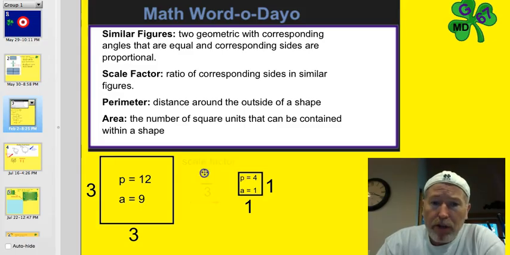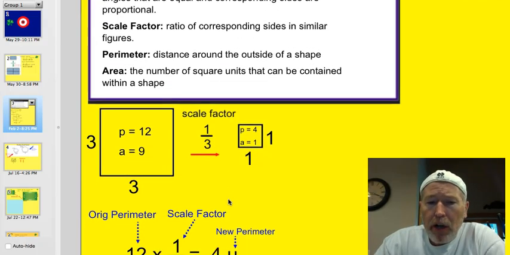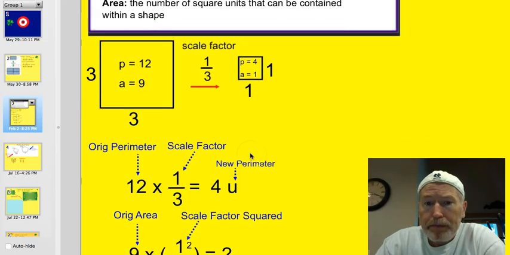But the scale factor of this is 1/3. Everything is 1/3 the size. Therefore, the sides, instead of being 3, are 1. All right? So let's take a look at how this works mathematically using this little formula I'm teaching you. You take the original perimeter, which is 12, and you multiply it times the scale factor. It went from 12 down to 1/3 of that. Well, 12 times 1 is 12. When you divide that by 3, your new perimeter is 4, which is what it is.